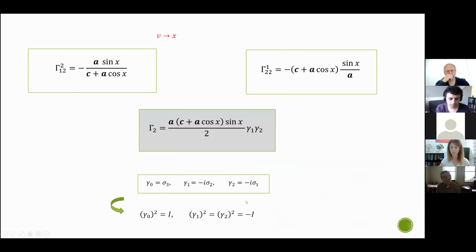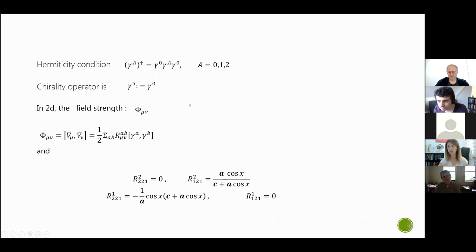And one can also look at 2+1 dimensional gravity. One can look at this in this spacetime. One can look at the chirality operator, and we can use the hermiticity condition. On the other hand, the field strength can be given in terms of the commutator of these covariant derivative operators. These are expressed in terms of the Riemannian curvature tensors. So one can also calculate these elements for the torus.